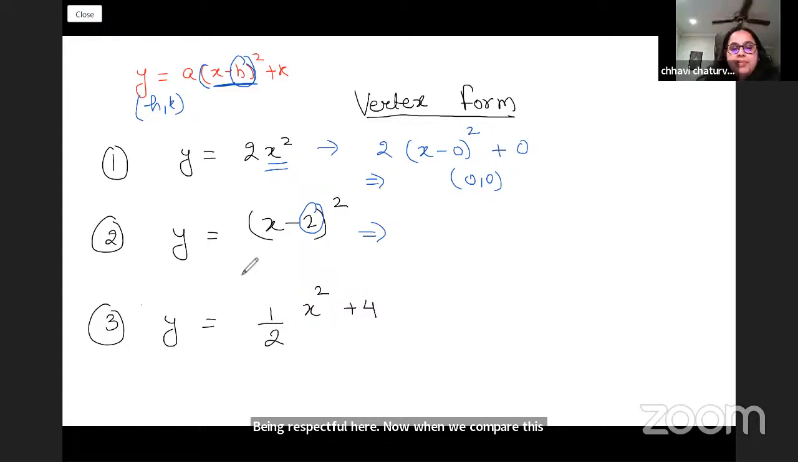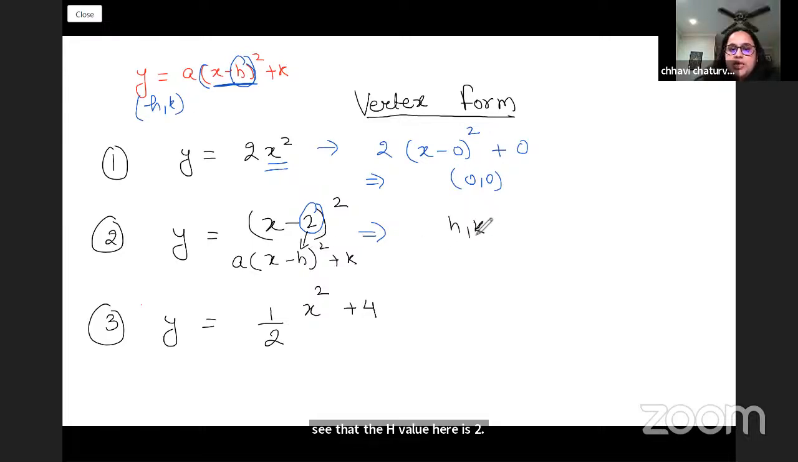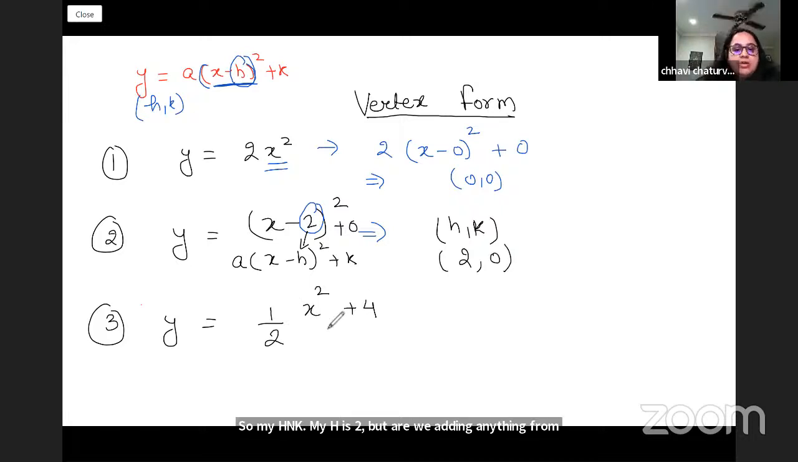Now, when we compare this with the vertex form, I can see that the h value here is 2. So my h is 2, but are we adding anything from the outside? No, the k value is 0.